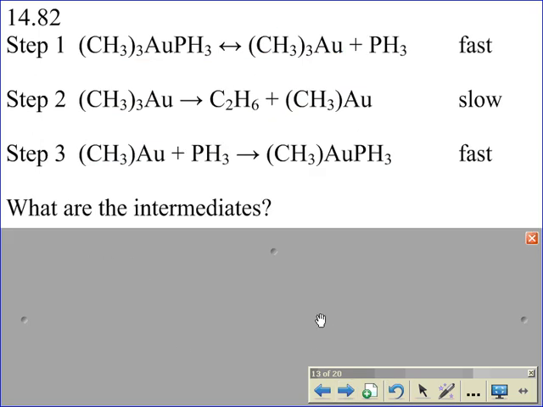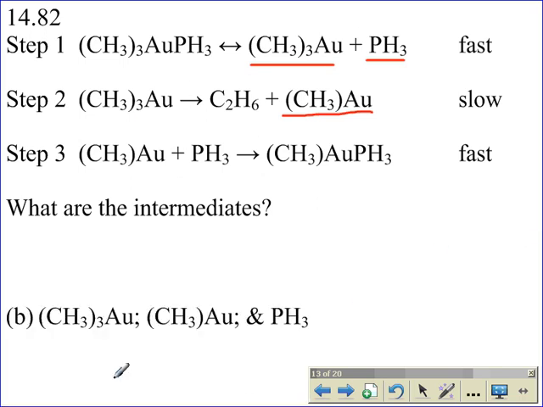Following it up by asking what are the intermediates, it's all the things that I just crossed out. So these are my intermediates. They're all created in one step and consumed in following steps. So they are the intermediates, all 3 of them.